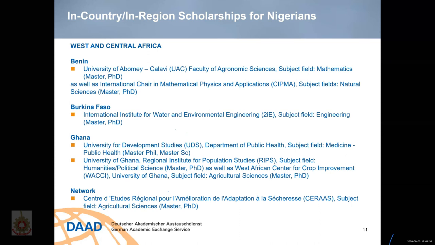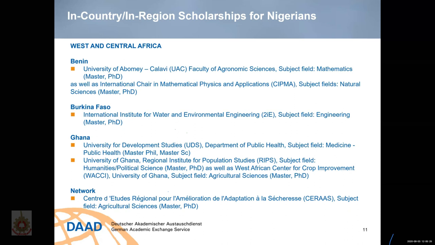In Ghana, we are offering scholarships for Master of Philosophy and Master of Science in the field of medicine and public health at the University for Development Studies, as well as at the University of Ghana in the subjects of humanities and political science, and at the West African Centre for Crop Improvement, also in Ghana, in the field of agricultural science, both for master and PhD scholarships. And in the region of Western Central Africa, we are also supporting a network, the CERAS network, in the subject field of agricultural sciences, both master and PhD scholarships. But you as Nigerian scholars can also apply, of course, for scholarships for other regions.